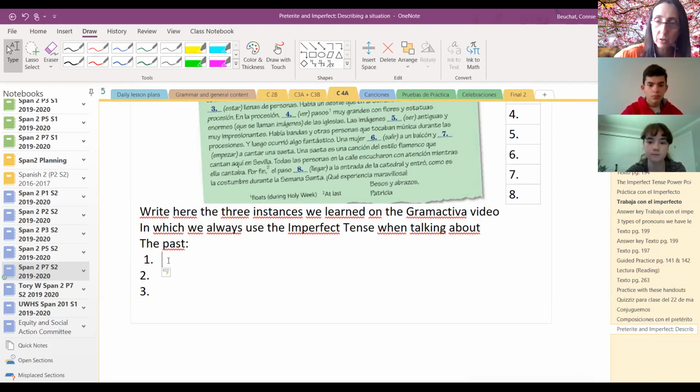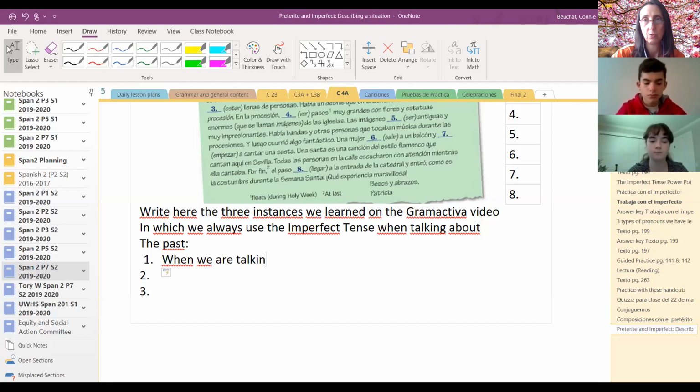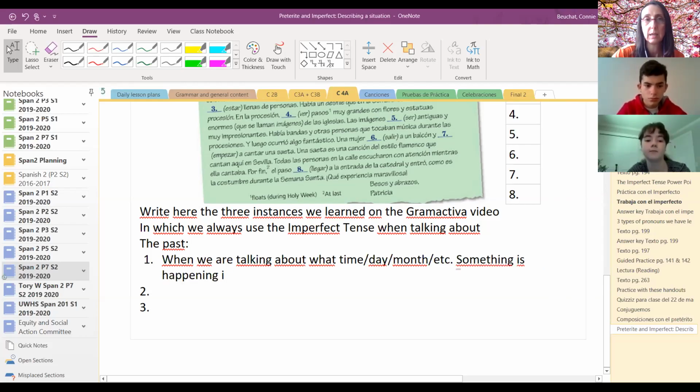So who can tell me the first or one of the three examples that we learned in the gramática? There were three situations in the past in which we always use imperfect. Anybody remember? Hint, hint. One is time. And you can type this also on your own page. When we are talking about what time, day, month, etc. something is happening in the past, we use imperfect. Any questions or comments?